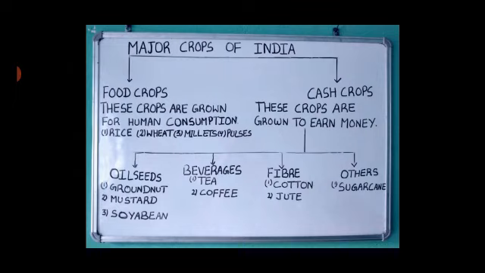And second one is the cash crops. So these crops are grown to earn money. That means they are meant for sale. And cash crops can be categorized as oil seeds. So under oil seeds, we have groundnut, mustard, and soya bean. And under beverage, we have tea and coffee. And fiber, we have cotton and jute, and others, we have sugar cane, rubber, etc.